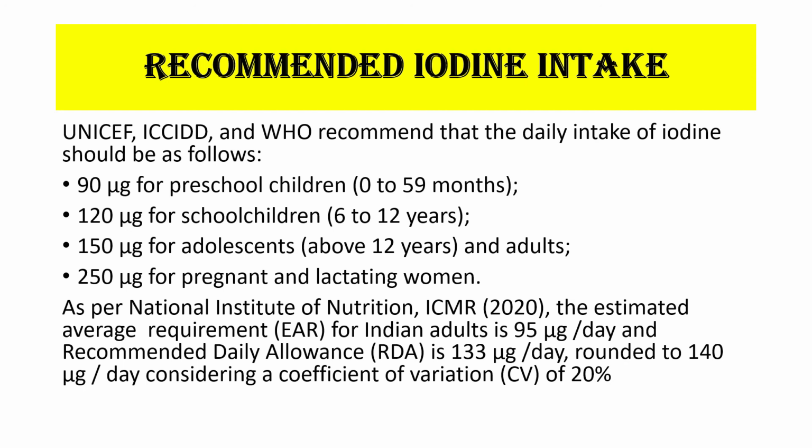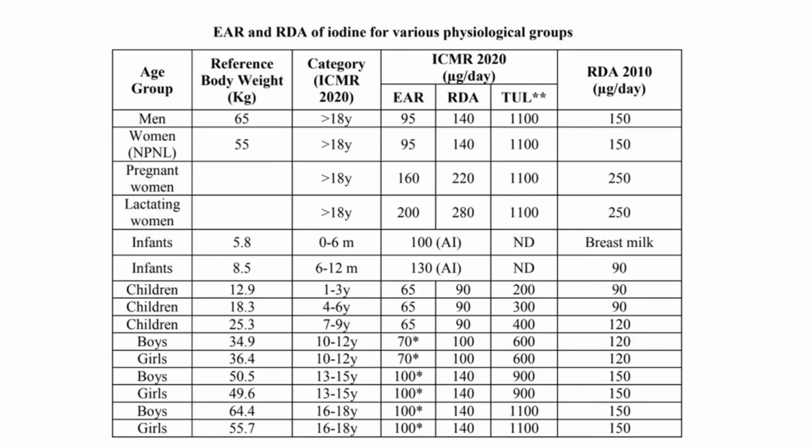As per the National Institute of Nutrition ICMR 2020 guidelines, the estimated daily requirement is approximately the same as the requirements given by WHO and UNICEF, which is around 140 to 150 micrograms per day. These are the guidelines given by the Indian Council of Medical Research for various age groups for iodine requirements per day.